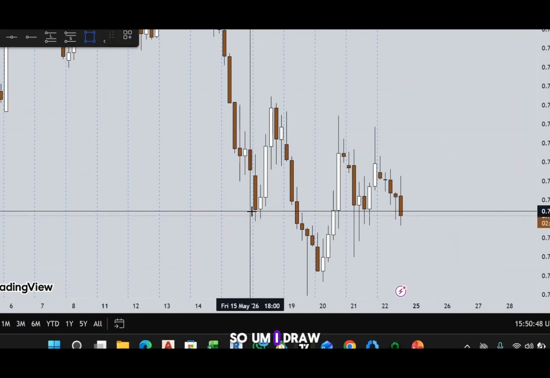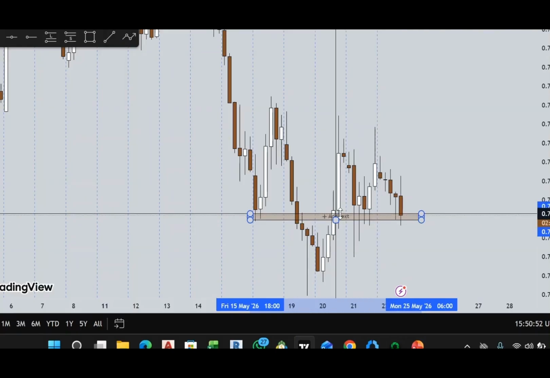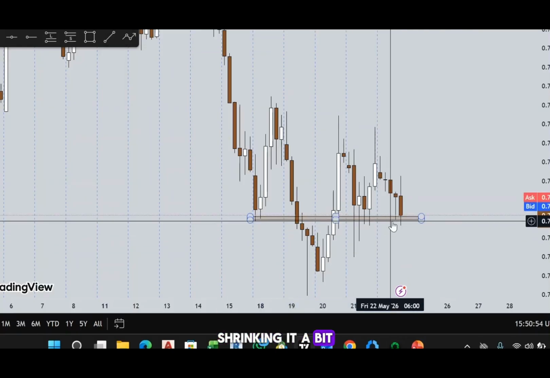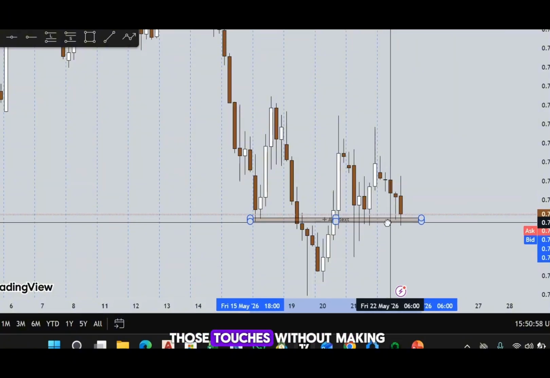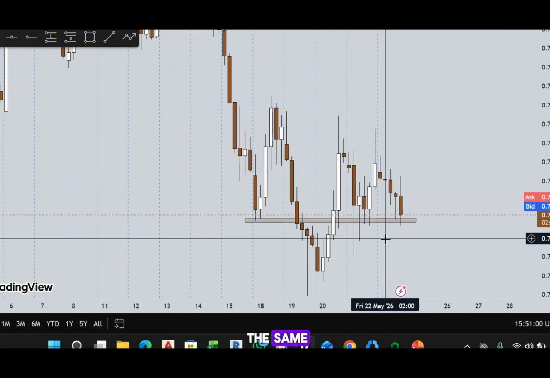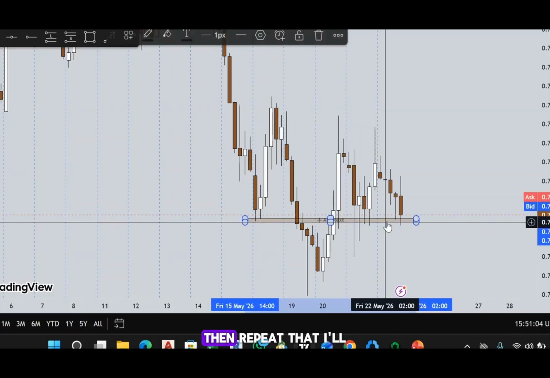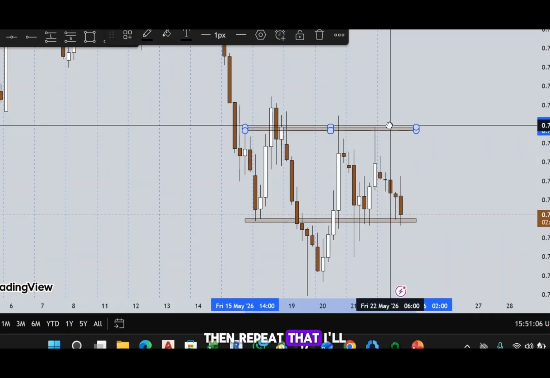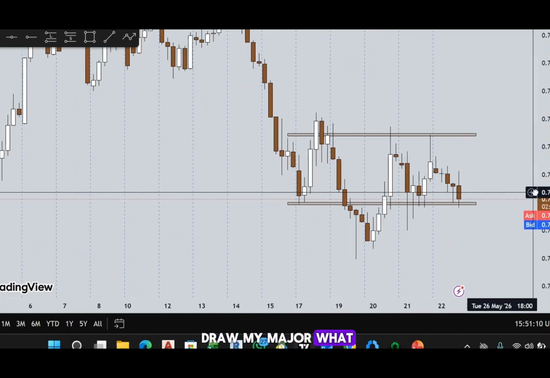So I draw mine like this, from here, shrinking it a bit, bringing it down, trying to catch all those touches without making it seem excessively near. Then repeat that. I'll leave it here. All right, so this is how I draw my major zones.